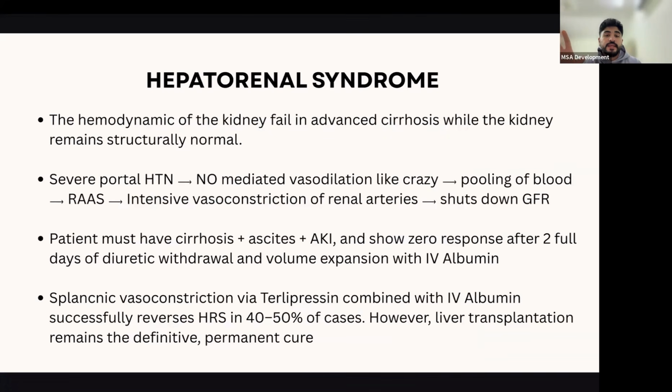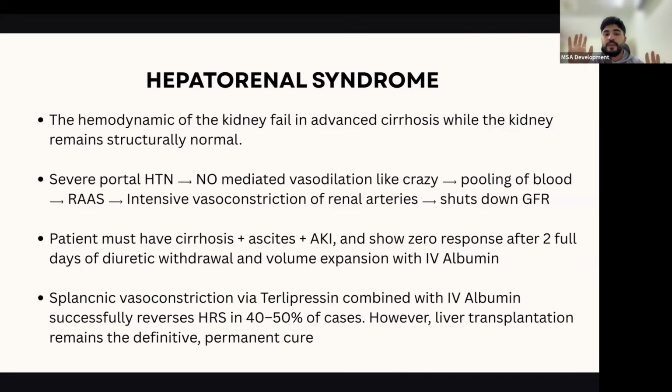Hepatorenal syndrome is basically a scenario where the patient has advanced cirrhosis, and the hemodynamics of the kidney is going to fail. However, the kidney as a structure remains normal. Now you'll be like, what? How? So in advanced cirrhosis, the patient is going to have severe portal hypertension. And because of that hypertension, nitric oxide is going to vasodilate the hell out of the portal system, causing this pooling of blood. So now I'm going to have less venous return. This is going to trigger my RAS.